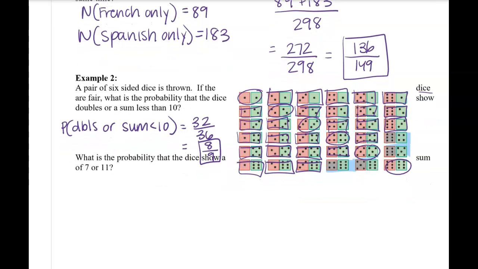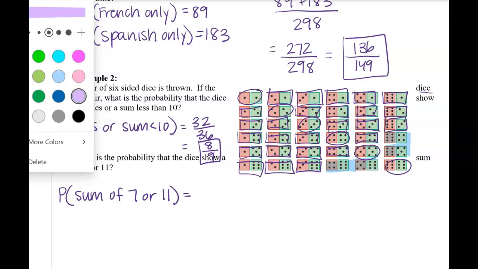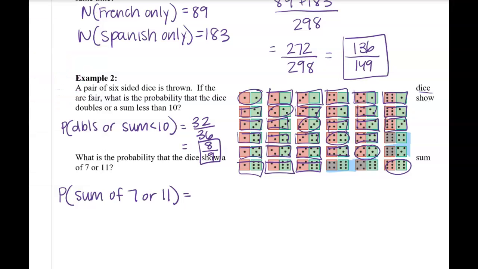So now we'll look at what is the probability that the dice show a 7 or an 11. So probability of a sum of 7 or 11. If we look for that, I'll just pick a different highlighter color. Maybe that nice purple? Sure. So let's see, let's find a 7.